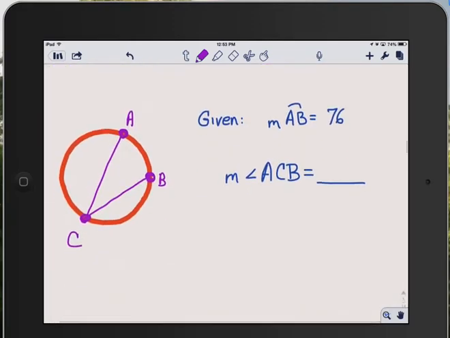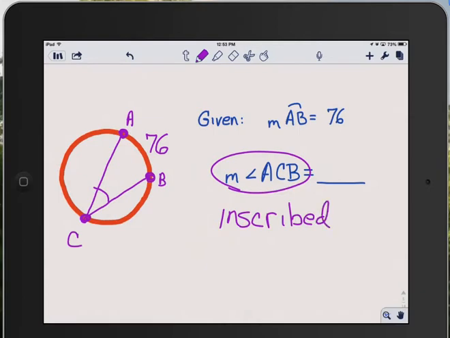Next problem. Now we have an inscribed angle. It's an inscribed angle because the vertex is on the circle. And it's actually a theorem. It sounds a lot like a definition, but it is a theorem that states the measure of an inscribed angle is half of the arc. So angle ACB is an inscribed angle. So therefore it's 1/2 of the arc, or the arc divided by 2. So in this case that's 76 divided by 2. Angle ACB is 38 degrees.